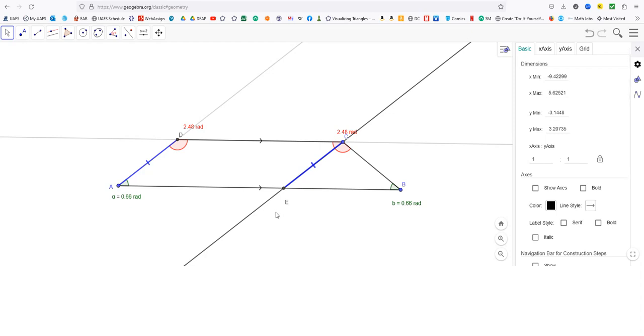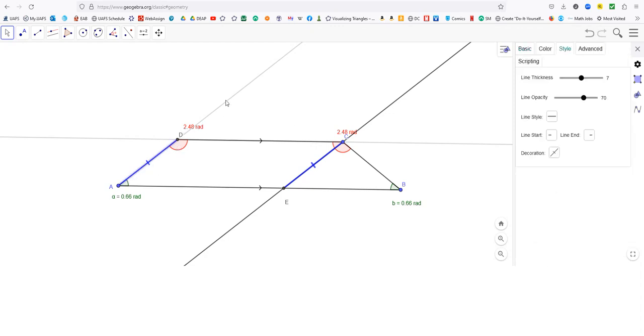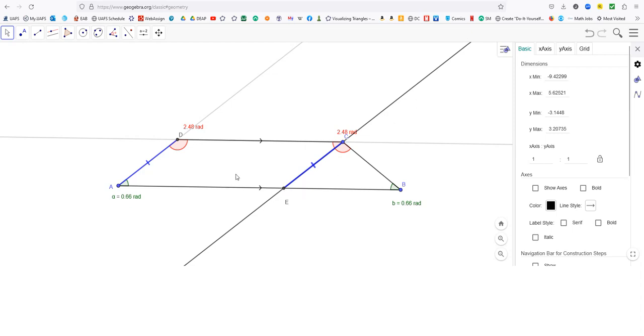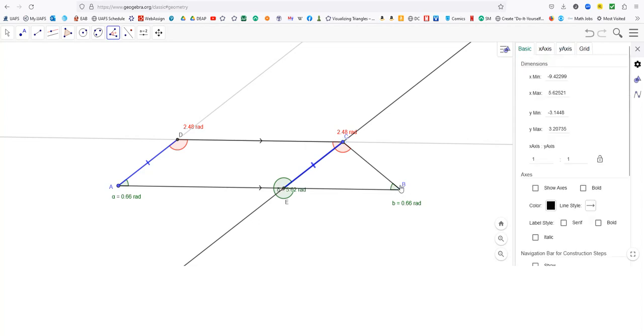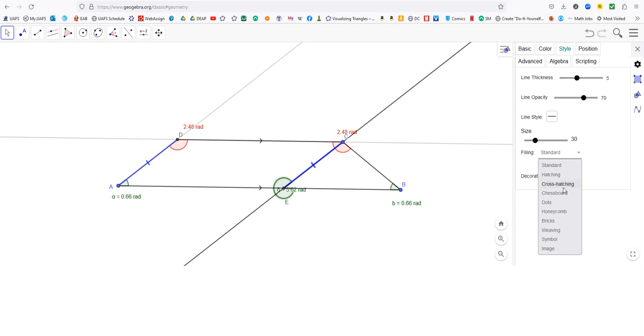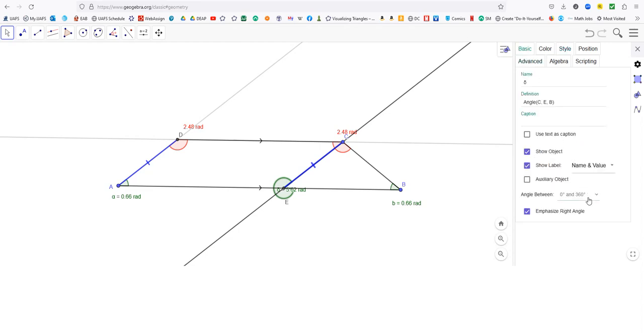Now, what else do we know? Well, we know these are parallel lines here, this line and this line. And so we know that corresponding angles are congruent. So that means that this angle right here, we've proved, is congruent to the one over here at A. See? Same size. Well, wait a minute. These two angles are congruent.